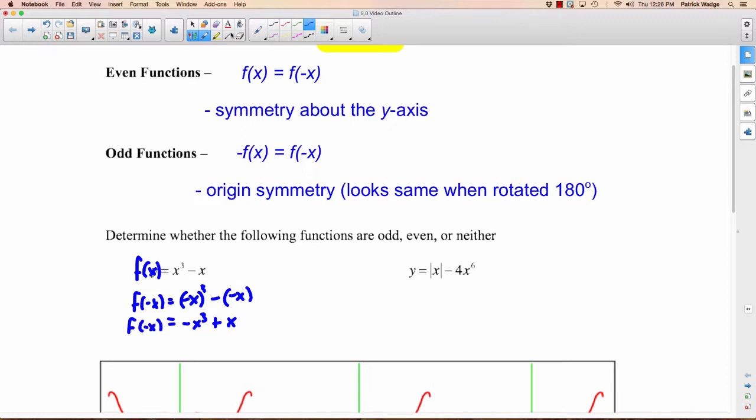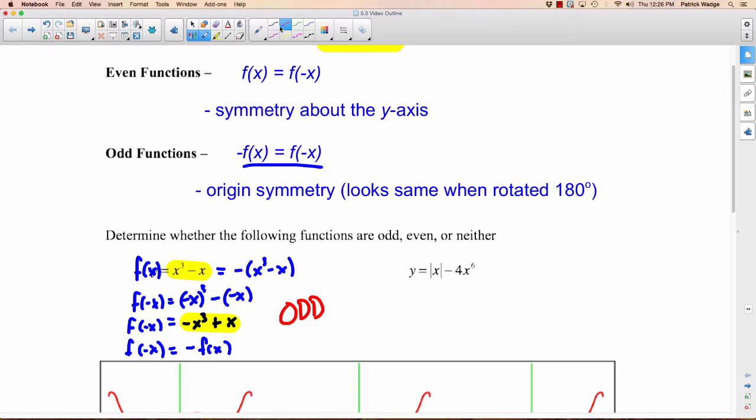Now we want to compare our answer right here with this answer. Are they exactly the same? No, they're not. Is this highlighted one down here the negation of that one? Yeah, it is. It's absolutely equal to the negation of what we started with. So what does that mean? That means that f of negative x equals negative f of x, and that means it is an odd function.